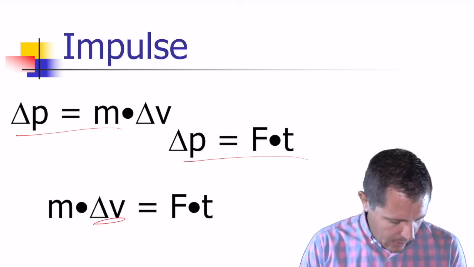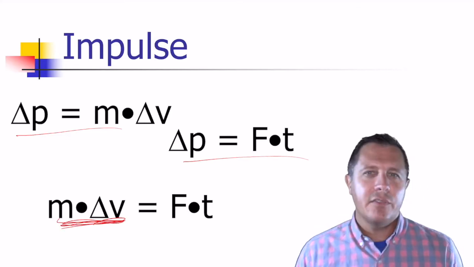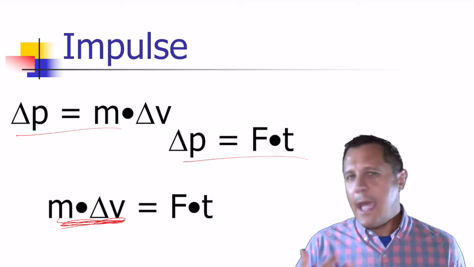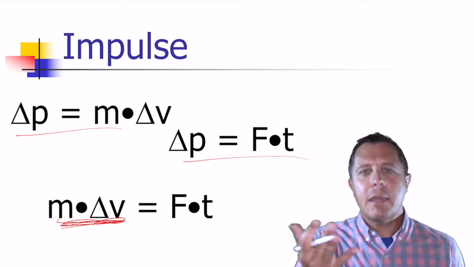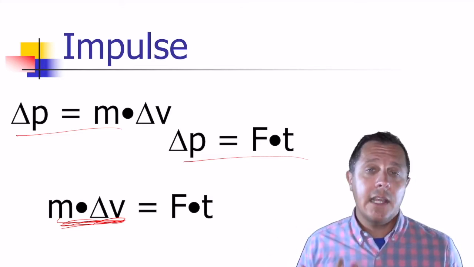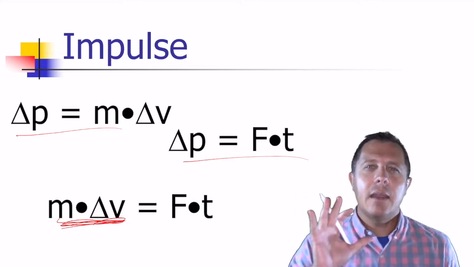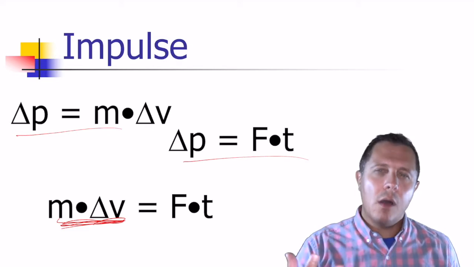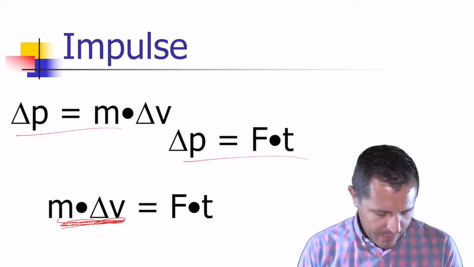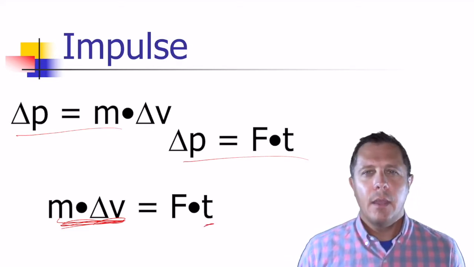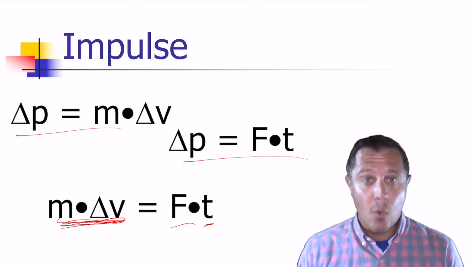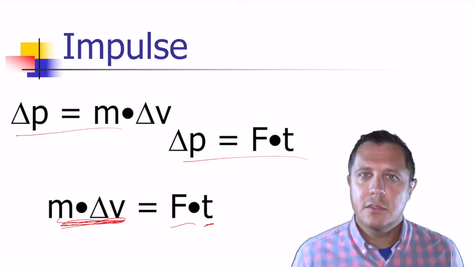Now, on the other side, this mass times change in velocity would be pretty much set. No matter what, I have the same mass, and no matter what, I'm going to end up stopping with whatever velocity I have. So I have a set impulse. However, if I just run into a wall with no padding, I'm going to have a very, very small time. And if I have a very small time, I'm going to have a big force, which is why it hurts.